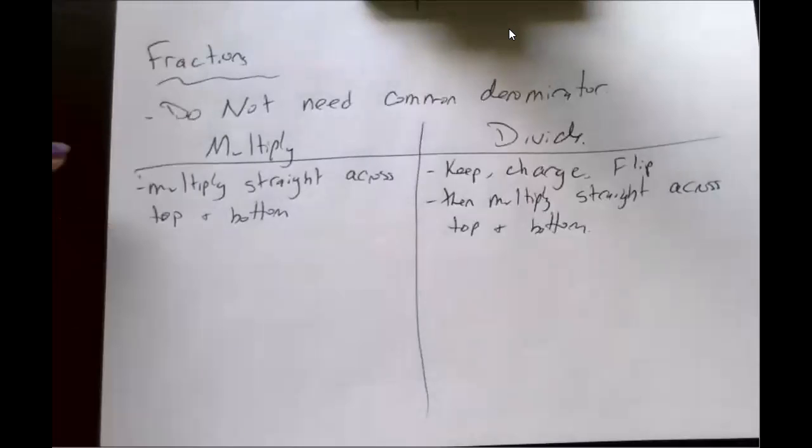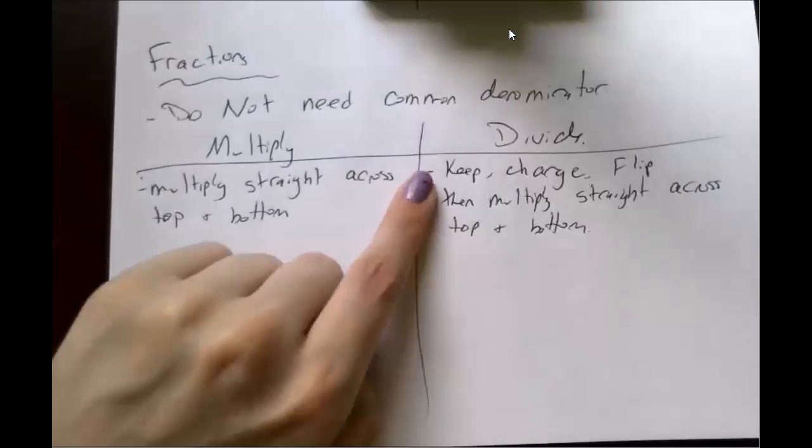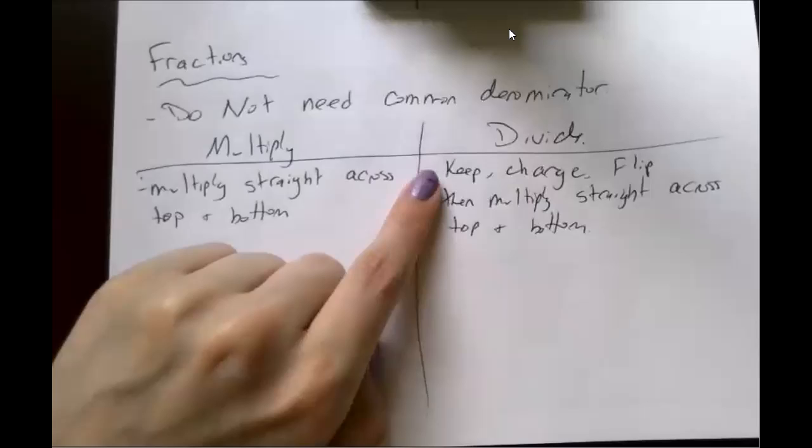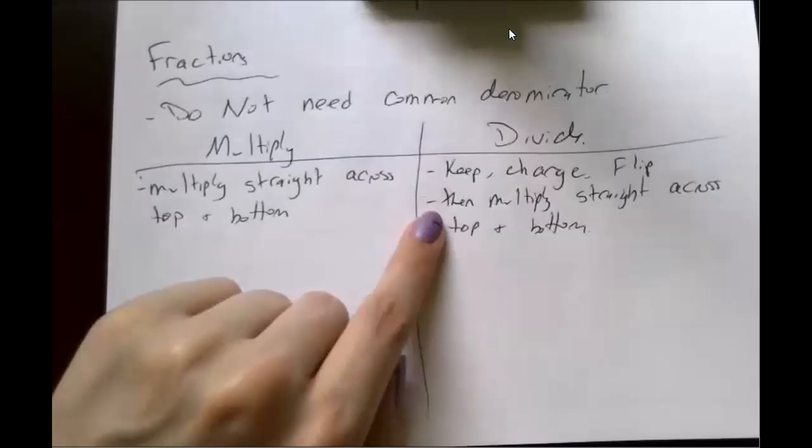If you're dividing fractions, you keep, change, flip. Keep the first fraction, change the division sign to a multiplication sign, and then flip the second fraction upside down. And then you multiply straight across the top and straight across the bottom. Put your final answer in lowest terms if possible.